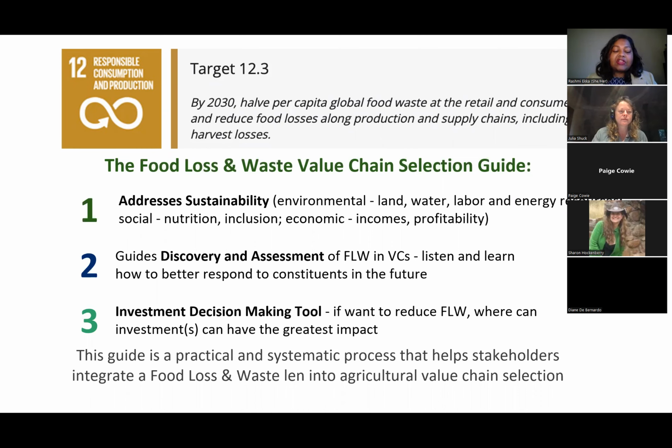The process is very thoughtful, as it will really guide your team to understand more about food loss and waste in the crops under consideration. There's a lot of listening and learning activities built in, which will help you gain a better understanding and design a more responsive project. Lastly, it's an investment decision tool, so it helps identify where you'll get the most bang for your buck, for your food loss and waste buck.